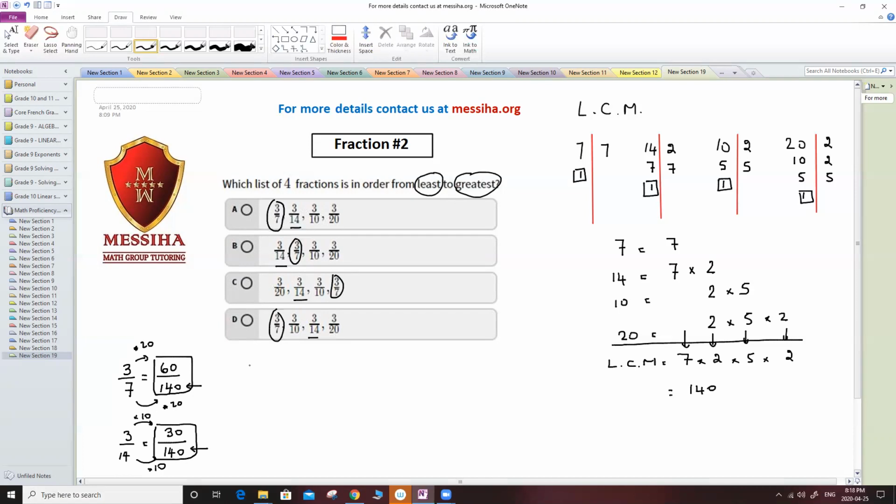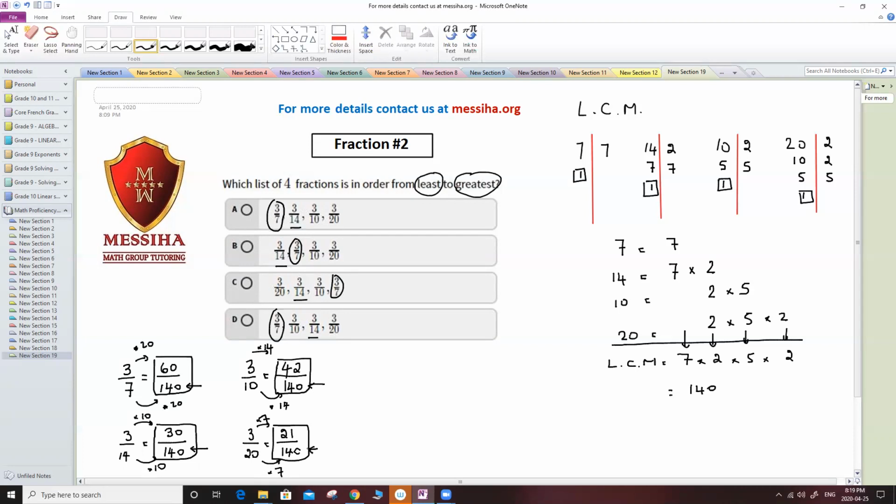After that, the third one, it's 3 over 10. How to transfer it to something over 140? That means I need to multiply by 14. So I need to multiply here by 14. 3 times 4 equals 12. I have 3 times 1, 3, and 1, 4. This is going to be the equivalent fraction of 3 over 10. And the last one, 3 over 20. How to transfer the 20 to 140? I need to multiply by 7. Next, I need to multiply here by 7. So it's going to give me 21. That means these are the equivalent fractions, but always with denominator 140.